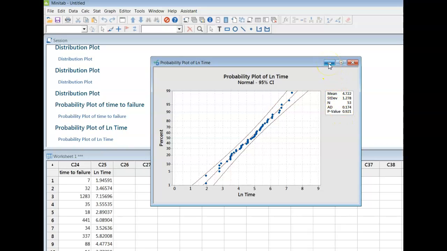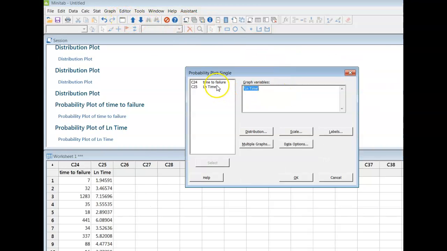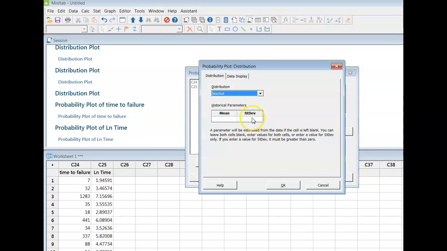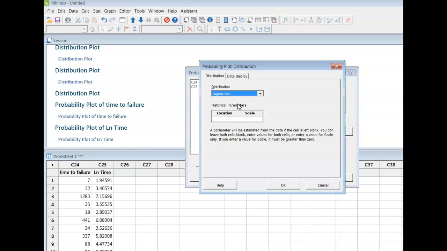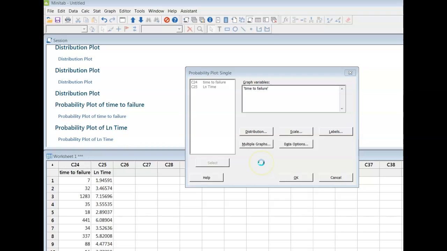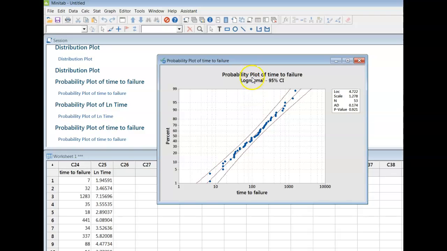And another thing I could have done, by the way, is take my raw data again, and rather than physically going in and logging them, which we did a few videos back, I could just go in and say, all right, let me try different distributions. Let's see if these data actually follow a log normal distribution. Say OK and OK. And now I get a plot pretty similar to the one I just saw, only now it's checking to see if these data follow a log normal distribution.